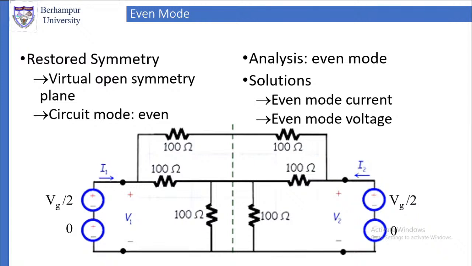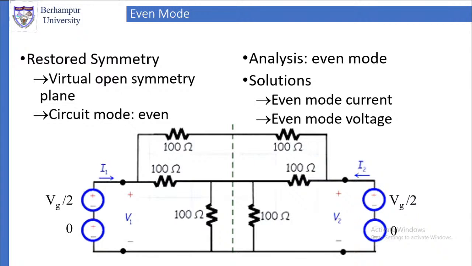When the circuit operates in this mode, the mode of the circuit is called even mode. So this is an even circuit mode. The analysis that is done for this circuit is called even mode analysis, because the circuit is operating in even mode.